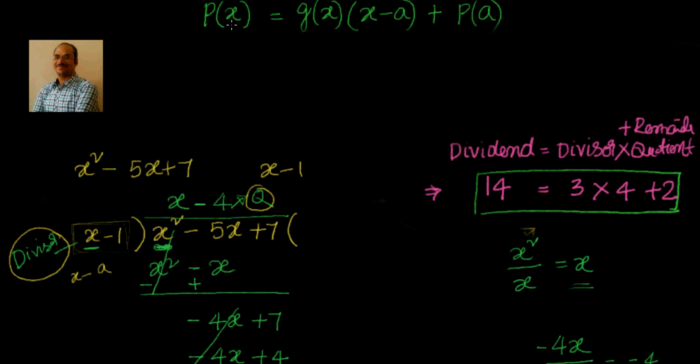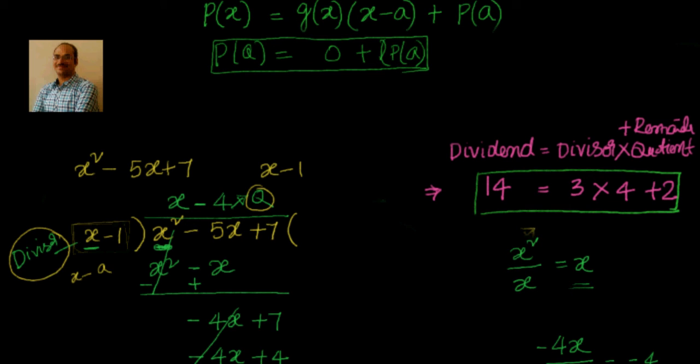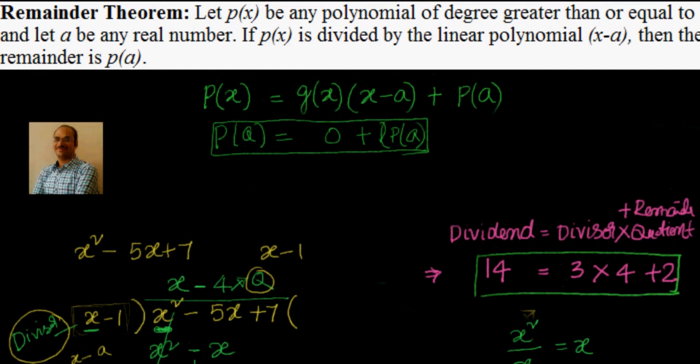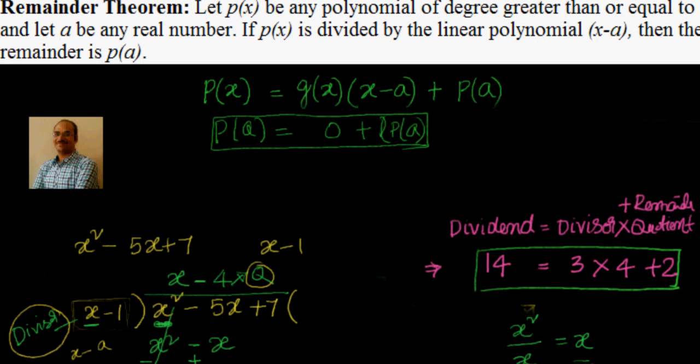You can cross check here. Suppose you put x equal to a, this becomes P of a is equal to x minus a becomes 0. So you get again P of a. So this is about the remainder theorem. Let's take a simple example and see how we can do the remainder theorem.